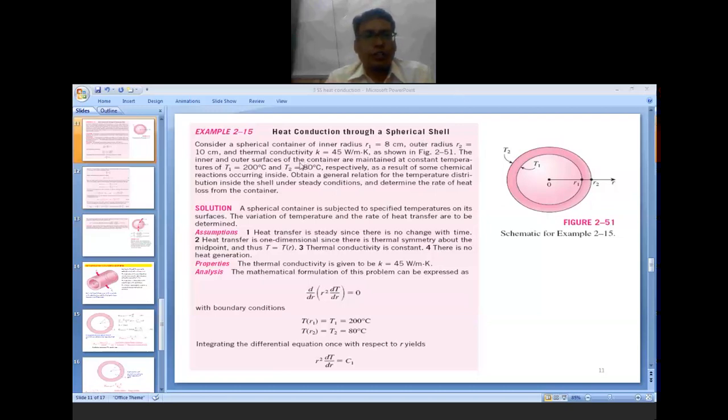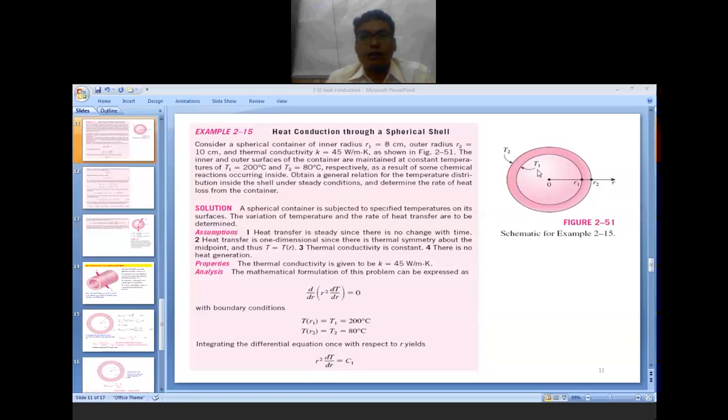So in continuation, for the spherical shape, consider a spherical container of inner radius r1 equal to 8 centimeter, outer radius r2 equal to 10 centimeter, and thermal conductivity K equal to 45 watt per meter Kelvin.